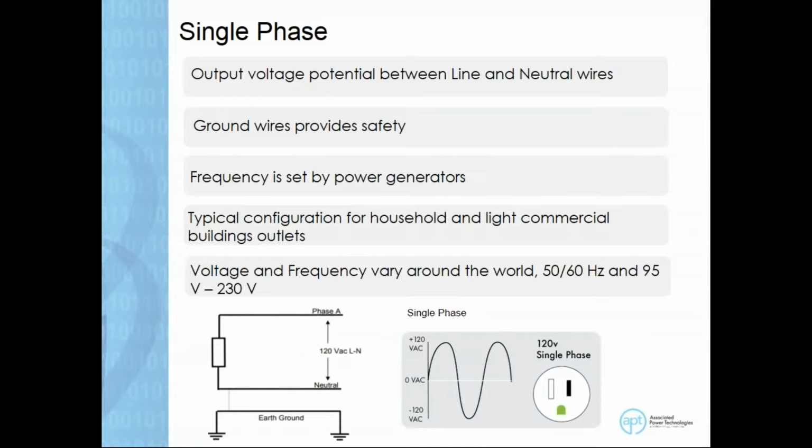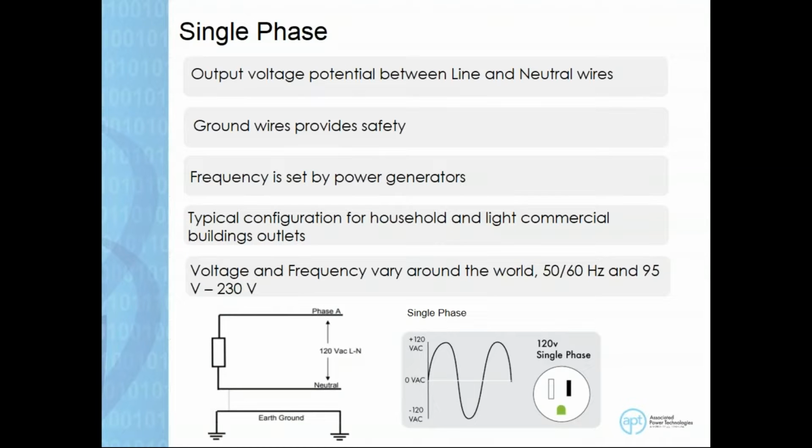Let's discuss these in detail. So when you have a single phase output or single phase requirement, usually the single phase outputs are meant to be line and neutral. Now the voltage presented by the outlet is between line and neutral. The ground is there for safety, for any current which may be fault current that may require to be routed to ground. So in a single phase configuration, you have 3 wires: a line, a neutral, and ground.